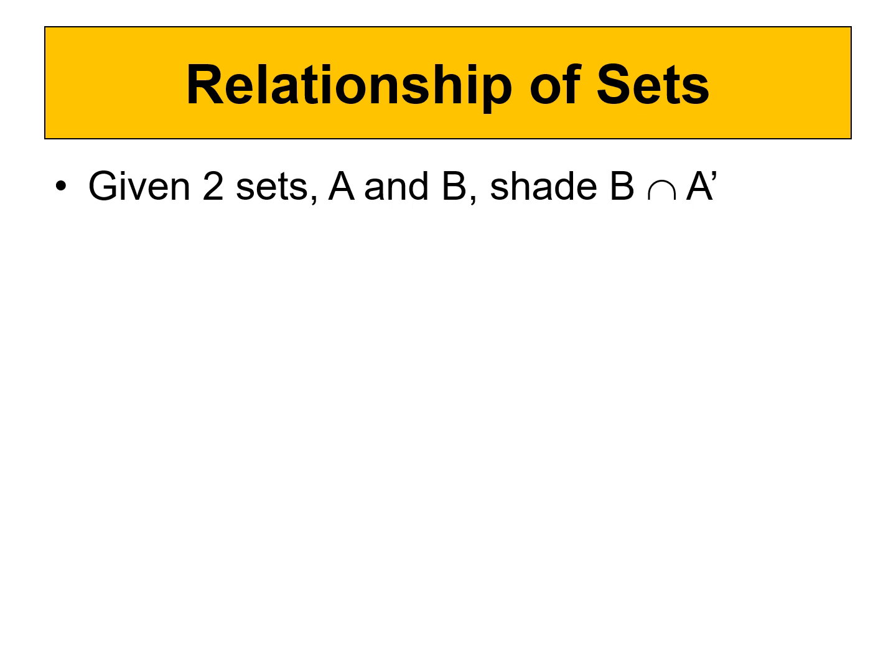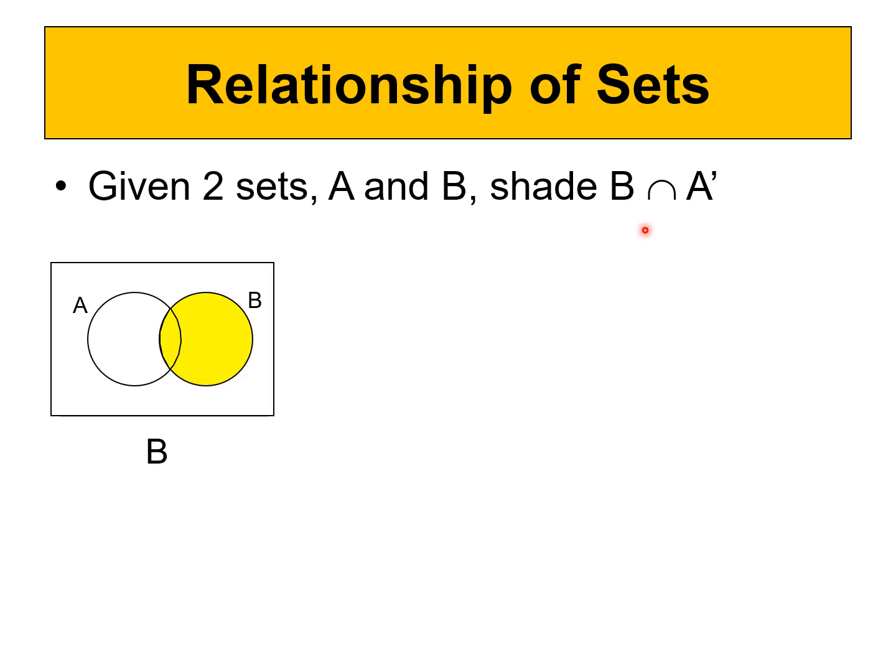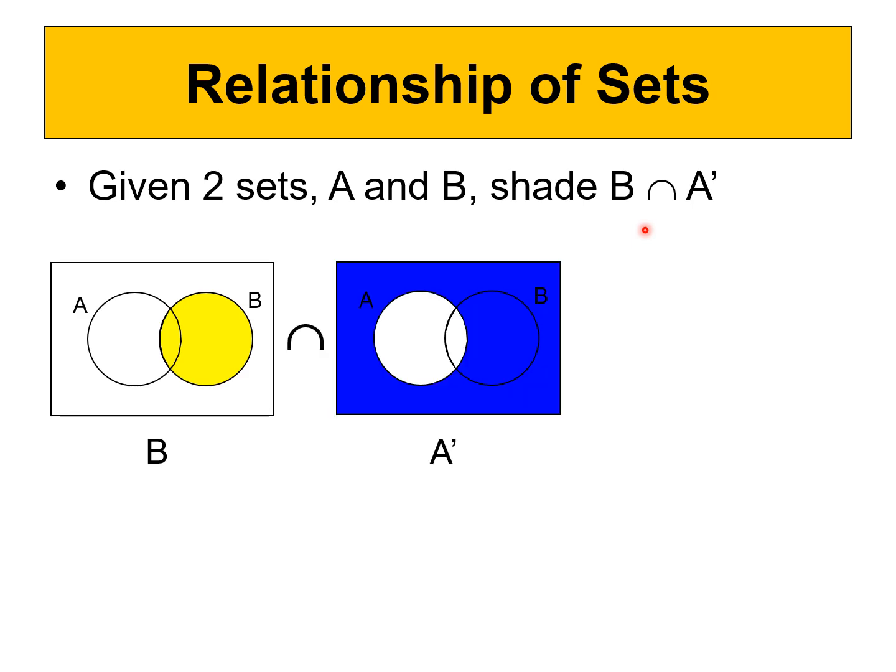Now let's look at the other example. In the other example, I switch around. Let's shade B intersect A complement. Again, let's go through the process. We are talking about intersection, so that means I should be looking out for the overlapping region. So I start off with set B. So B intersect A complement.